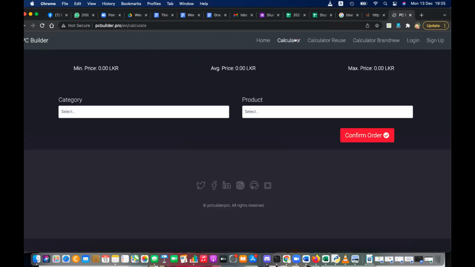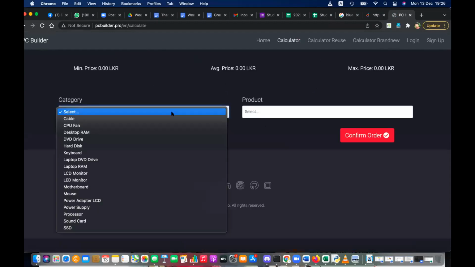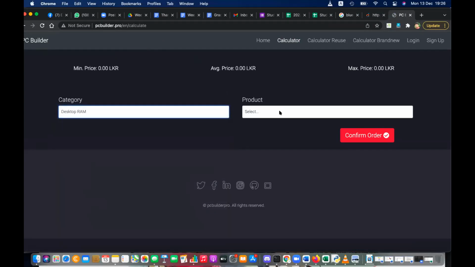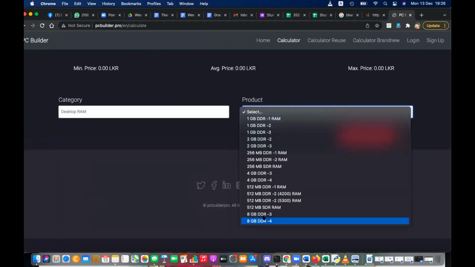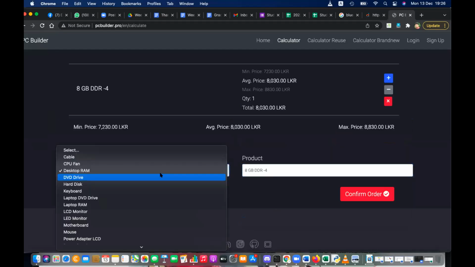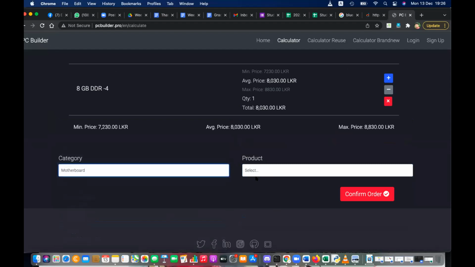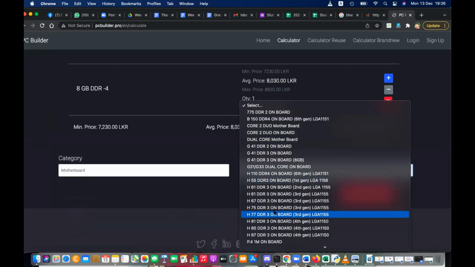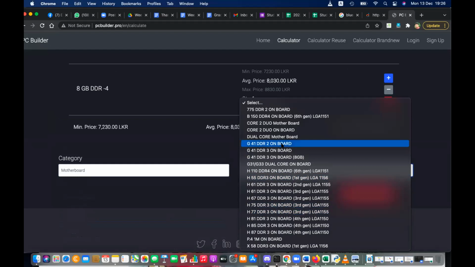Let's go to the calculator. Sasiru's RAM was there. So let's go to the random access memory, desktop RAM, put in. So it was 8 GB. You can put in DDR4. Okay, a motherboard that supports DDR4. I'm using 6K one. Let's put this one.